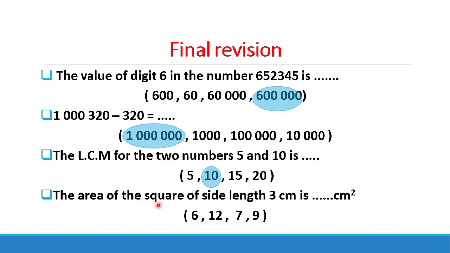Okay, the area of a square. Area of a square means side length by itself or side by side. The area of the square of side length 3 means I will multiply 3 times 3. 3 times 3 equals 9. Don't forget the area of a square is side length by itself, or side length by side length.